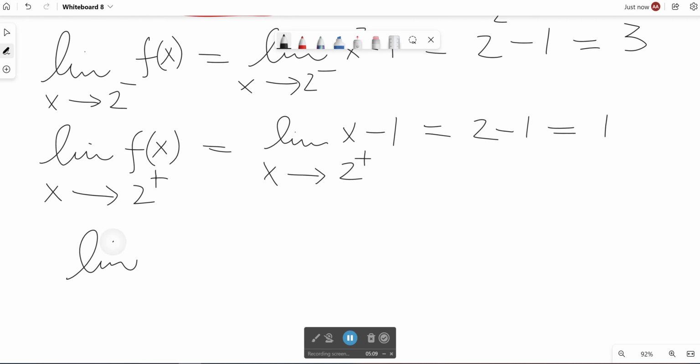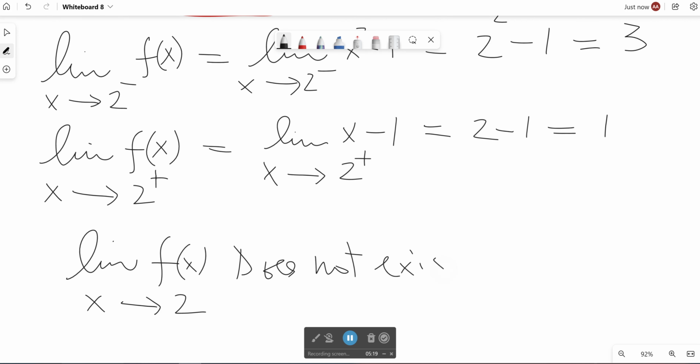So I can conclude that the limit of f of x as x approaches 2 does not exist. If the two limits had been equal to each other, so if the two limits did exist and were equal to each other, then my limit would have existed and would have been equal to that common limit.